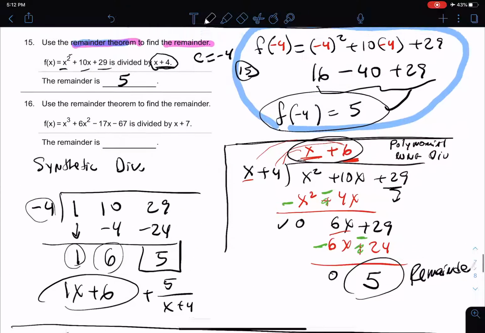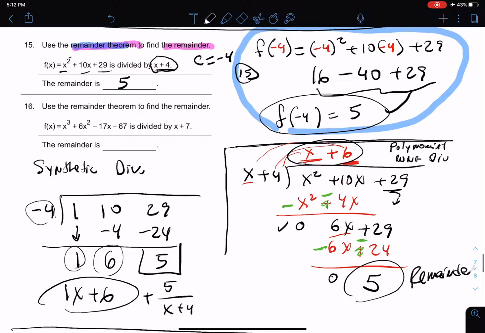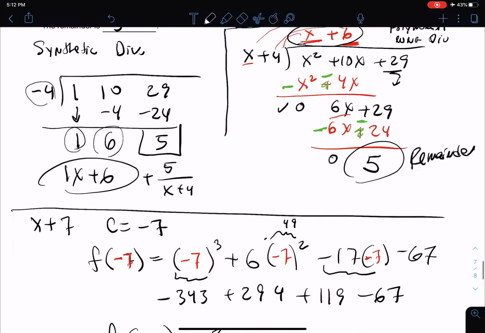If you were to divide this polynomial by this binomial, the remainder is 3. And we have completed all of the problems from this section.